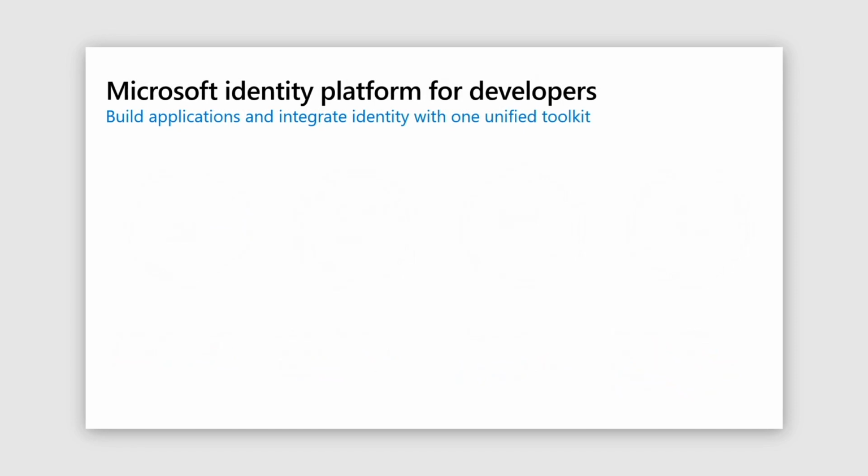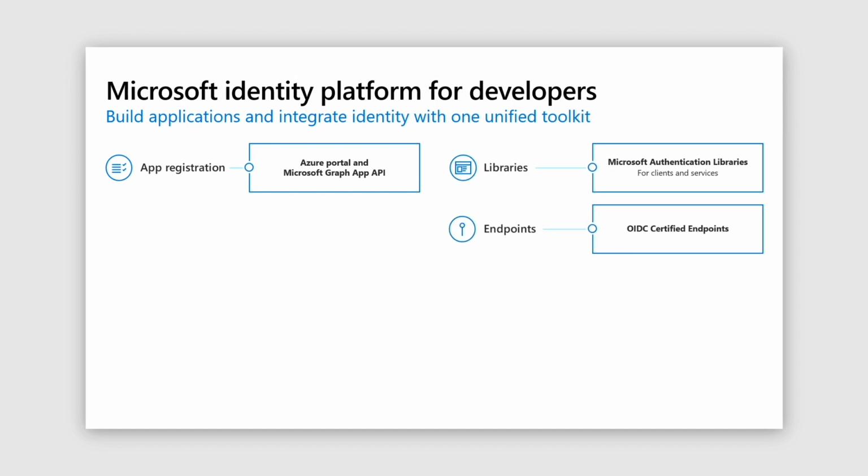Now let's see what you get as a developer. One portal to register all of your applications. One set of Microsoft authentication libraries that give you the best single sign-on experience and compatibility with policies set by IT, built on one standards-compliant endpoint, which is compatible with third-party libraries as well. You can securely access web APIs, such as Microsoft Graph or Azure Resources, or you can protect your own web APIs.